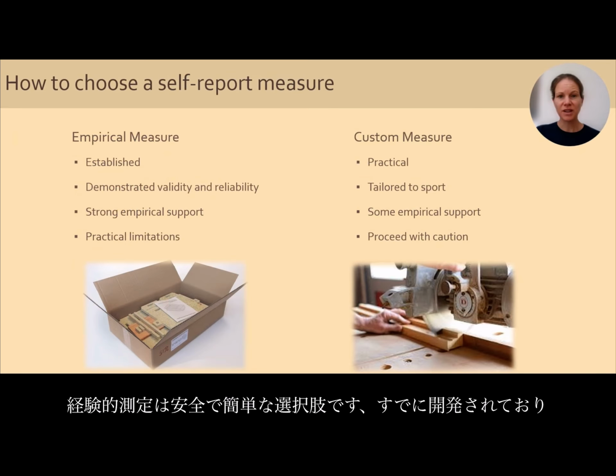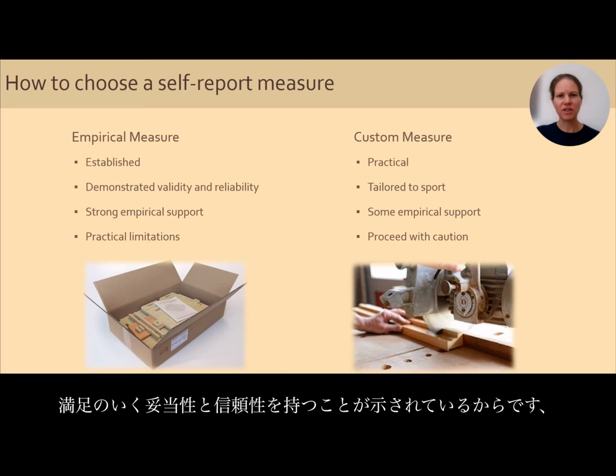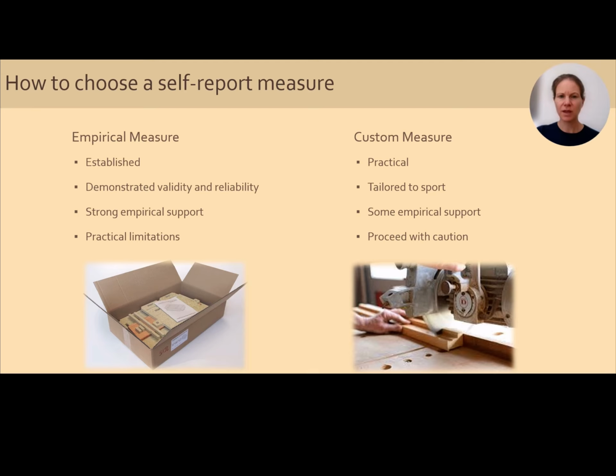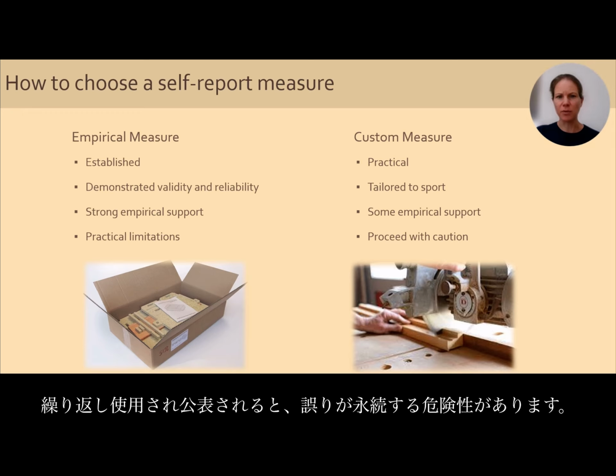Empirical measures are a safe and easy choice, as they've already been developed and have been shown to have satisfactory validity and reliability. But they tend to be longer and only focus on a couple of dimensions. Custom measures may be a good alternative if you're willing to put in the work. There is a risk of perpetuating error if less valid and reliable measures are repeatedly used and published.